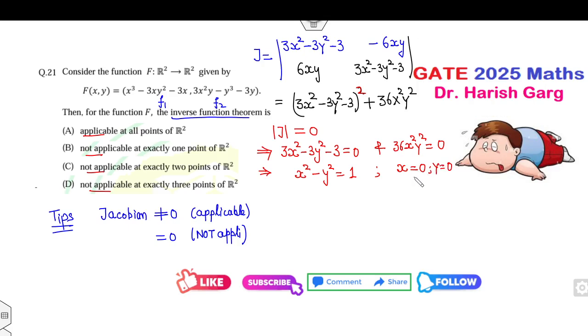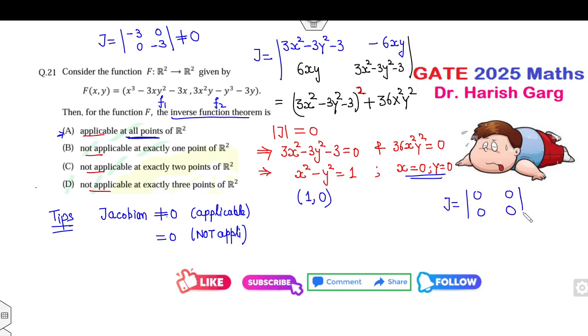Now once x is 0 and y is 0, what is the value of the J? It is minus 3, 0, 0, minus 3. So the determinant is non-zero. If it is non-zero, then it is applicable. But he said for all the points of R2. If you look at this point, say 1, 0, then what is the value of the J? It is 0, 0, 0 and 0. So clearly the determinant is 0, but he said it is applicable for all points. The first option is cancelled.